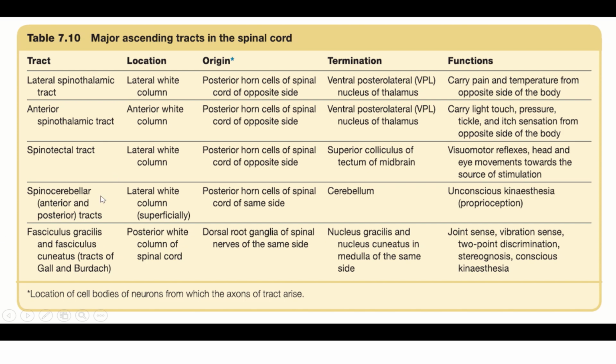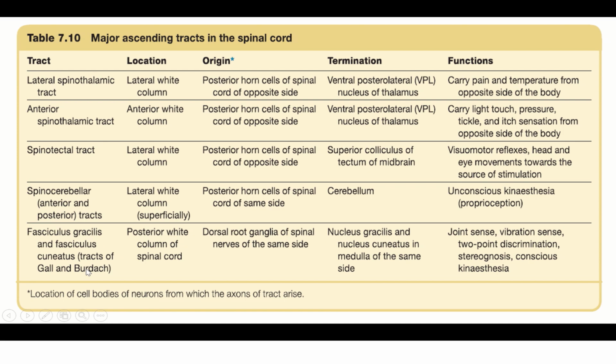In the spinocerebellar tract, you can see here anterior and posterior spinocerebellar tracts present in the lateral white column. So they are superficial. Again, posterior horn cells of the spinal cord of the same side. They reach the cerebellum. They are concerned with unconscious proprioception.